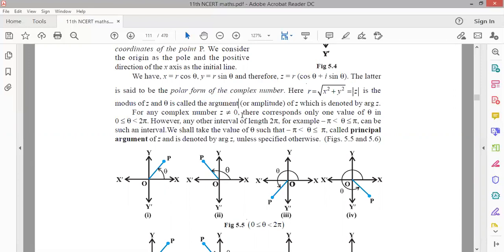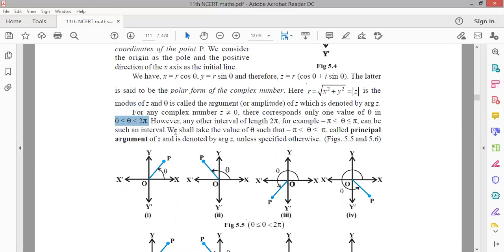So for any complex number that is not equal to 0, there corresponds one and only one theta in 0 to 2 pi. What is 0 to 2 pi? That's actually one period, one complete rotation. So I mean to say, for any complex number, there corresponds one and only one theta in the range 0 to 2 pi, but the converse is not true. Okay, so we may, however, use any other interval of length 2 pi.